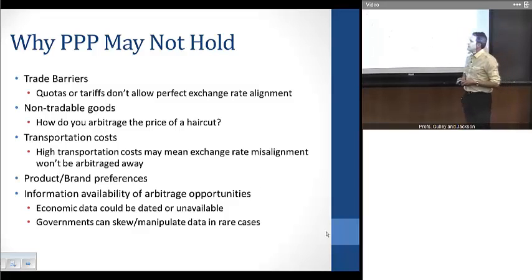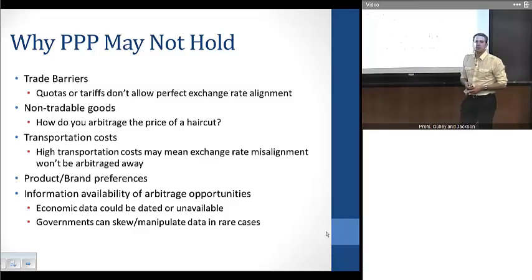The second point is that there are non-tradable goods that occur in different countries. A good example is thinking about a haircut. How do you arbitrage away the price of a haircut in different countries? It's really hard to import haircuts into another country, right? That's a service that's usually locally based. And so because of the extent to which these non-tradable goods might be interfering with the arbitrage opportunity, that could pull us away from purchasing power parity actually holding.